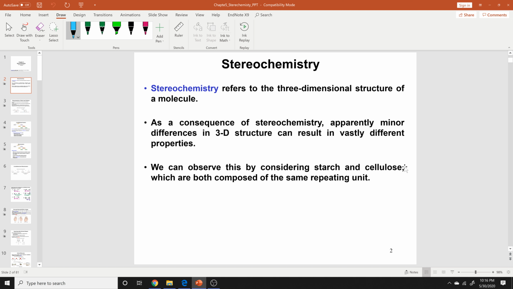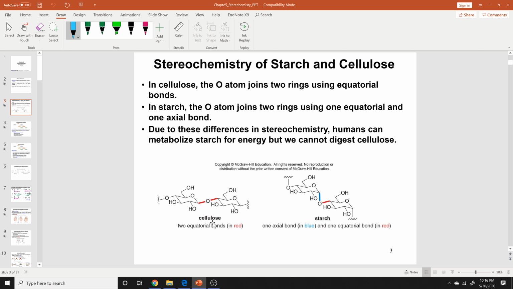Both starch and cellulose do have the same repeating unit. The difference here is that in cellulose, the oxygen joins two rings using two equatorial bonds. On the other hand, for the starch, the oxygen atom joins the two rings using the equatorial and the axial bonds. So due to these differences in stereochemistry, basically starch can be digested in our body but not cellulose.